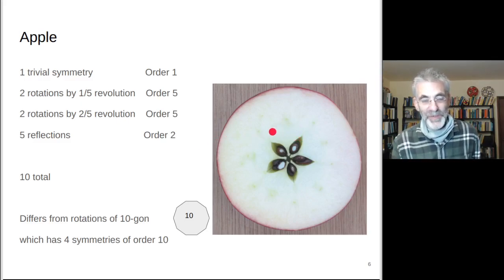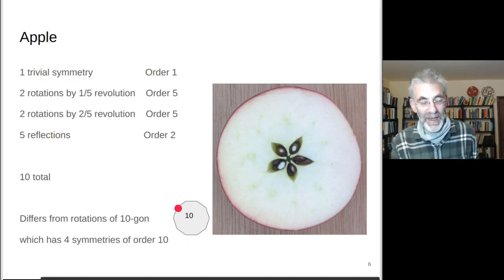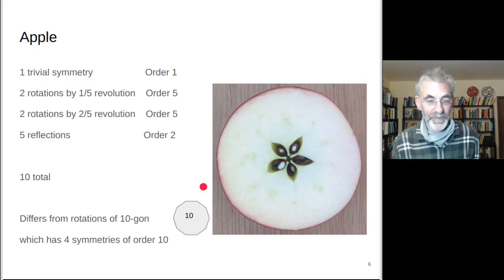A rotation by 1/5 of a revolution clockwise looks the same as a rotation by 1/5 of a revolution counterclockwise, so these are in the same conjugacy class. There's another group of order 10 which just consists of all rotations of a decagon, and you can see these groups are different because the rotations of a decagon have symmetries of order 10, but the apple doesn't.